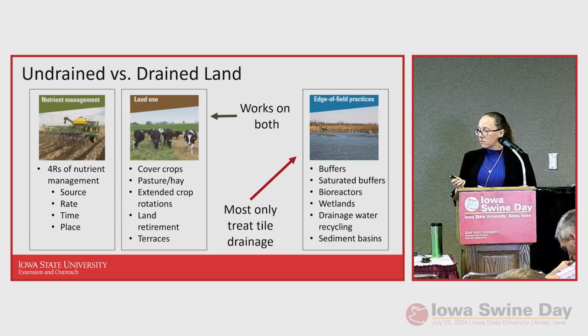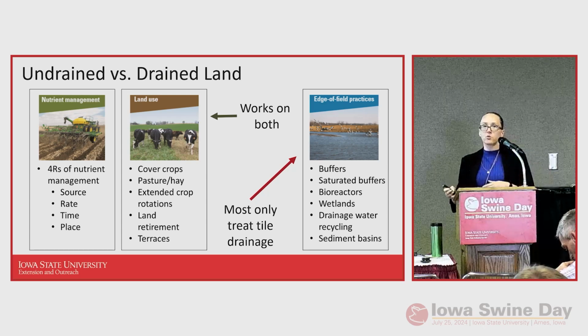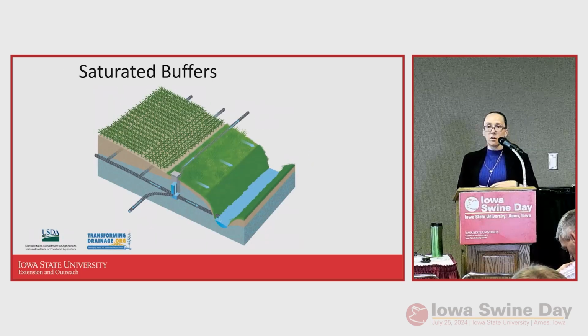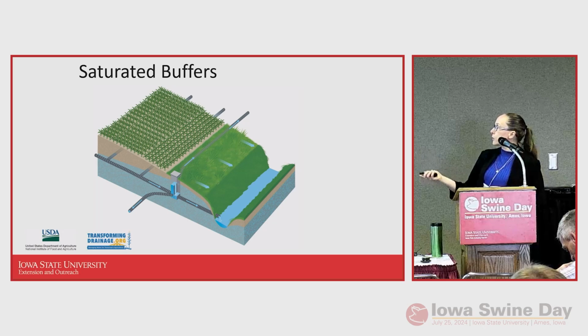Now, since a lot of people may not have heard of saturated buffers, bioreactors, and wetlands, I'm just going to quickly run through what those are and how they work. These are all engineered systems. We have our corn acres here, our tile line underneath, and you can see it's going out to an ag ditch. This could be an ag ditch or a stream or a river.